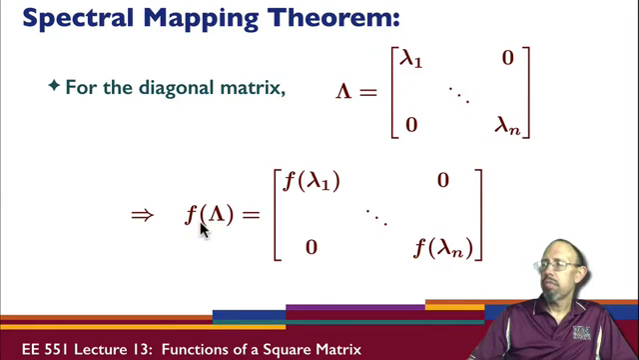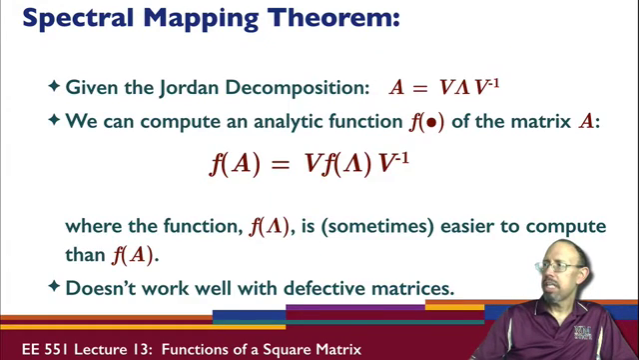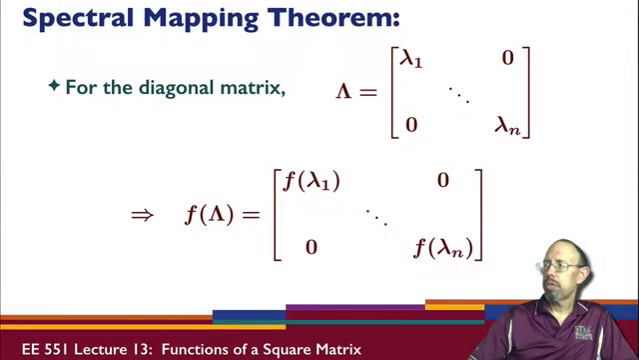So if we're looking for e to the Lambda t, for example, like e to the At, we would have e to the lambda 1 t all the way down to e to the lambda n t. Or if we were looking for Lambda to the power k, we would just have the individual lambdas to the power k. And so that would be f of capital Lambda. To find f of A, then, we would just compute it from the eigenvector matrices this way. So it's very straightforward that way.